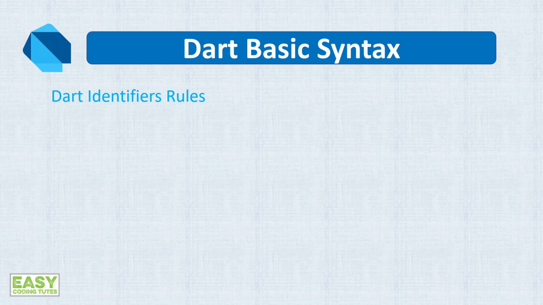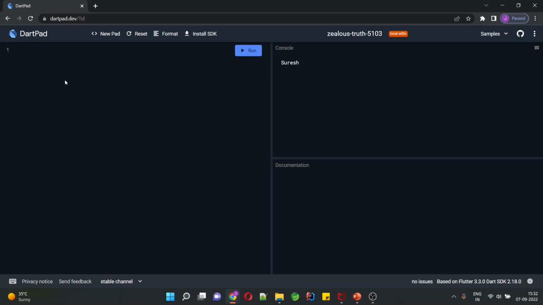Let's see those rules, and we will try them out in our Dart pad. Let's see the first rule and try it on Dart pad. The first one is the first character should not be a digit. So here is our Dart pad. Let's write a simple example to understand those rules.